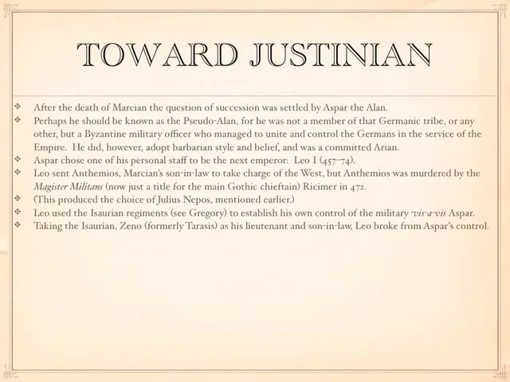Leo took the Isaurian Zeno, whose Isaurian name was Tarasus, changed it to Zeno when he became a political functionary in Constantinople. Leo made him both his lieutenant, his right-hand man, and his son-in-law, marrying him to his daughter Ariadne. And Leo used Zeno then to break from Aspar's control. Leo no longer needed the military of Aspar, he had his own.